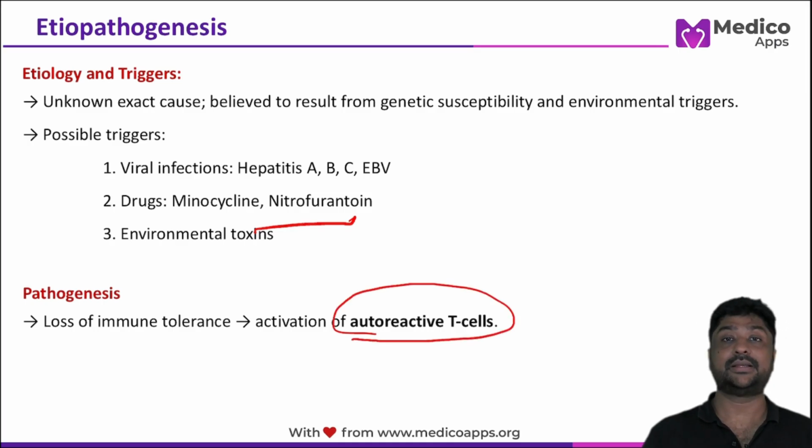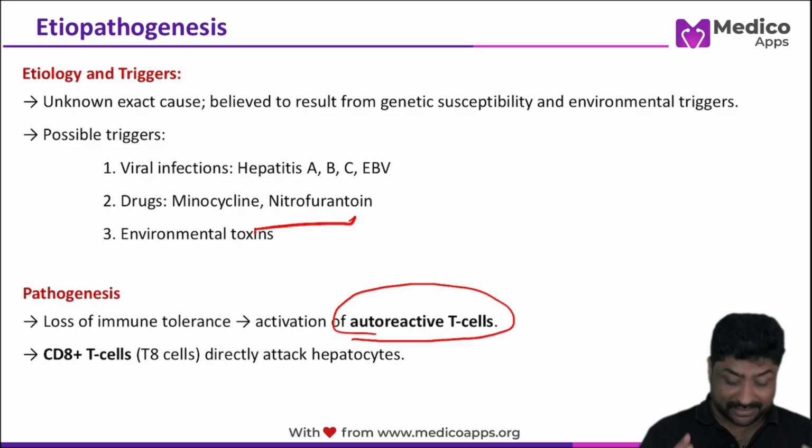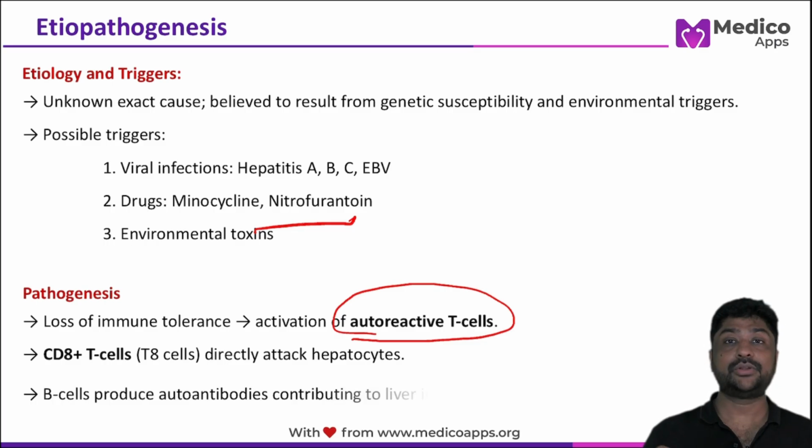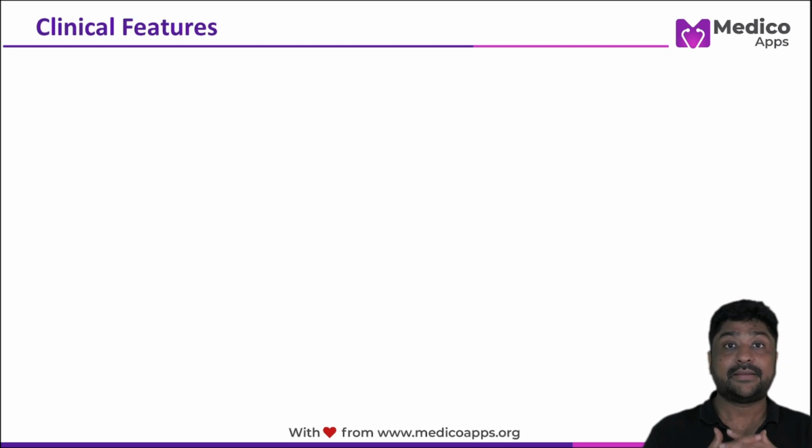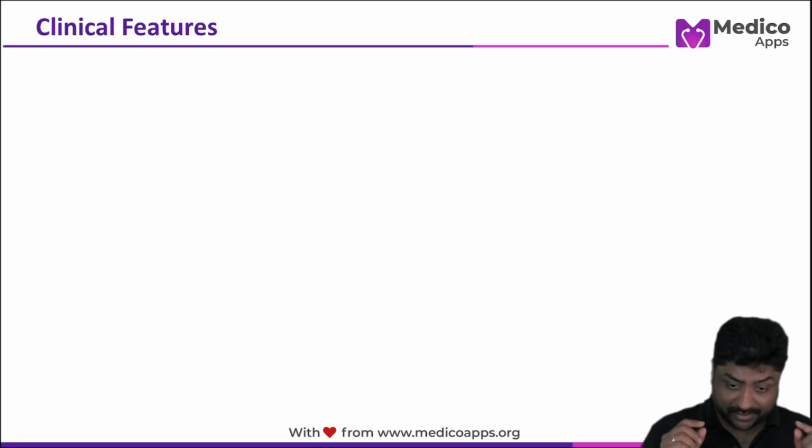CD8 plus T cells, also called cytotoxic T cells, play a central role by directly attacking hepatocytes, leading to hepatocellular inflammation and necrosis. B cells contribute by producing autoantibodies like ANA, SMA, and anti-LKM, which further amplify the immune response and sustain liver inflammation. This dual attack, cellular (T cells) and humoral (B cells/antibodies), is what causes the chronic liver damage seen in autoimmune hepatitis.